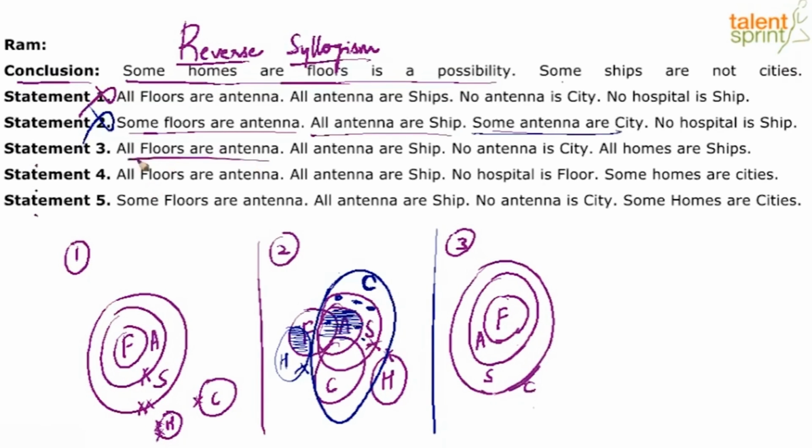Okay. All floors are antenna. We have drawn this. All antenna are ship. We have drawn this. And no antenna is a city. How do you draw it? So antenna is here, city is here. Antennas and cities will not touch each other. And finally, all homes are ships. All the homes should be inside ships. We are trying to do minimum overlapping.